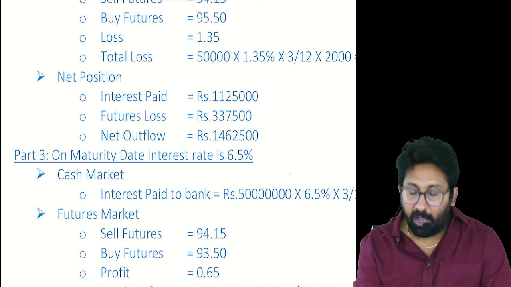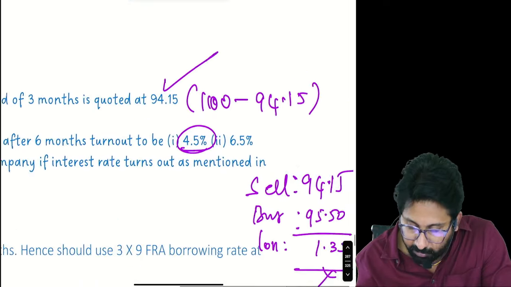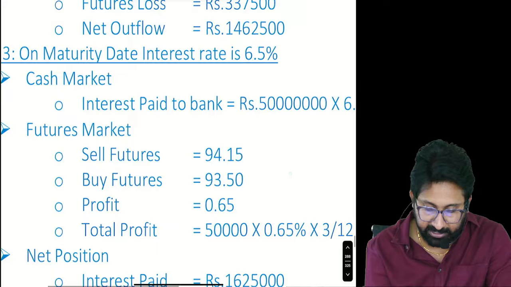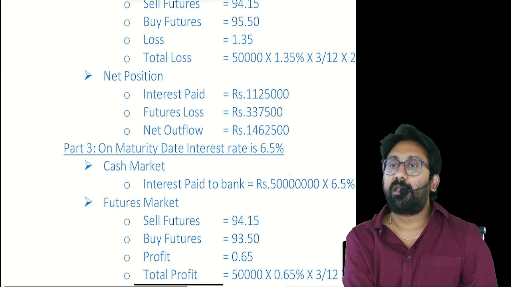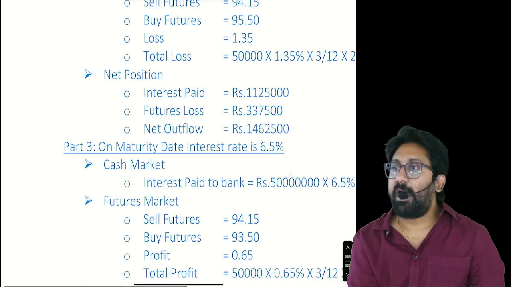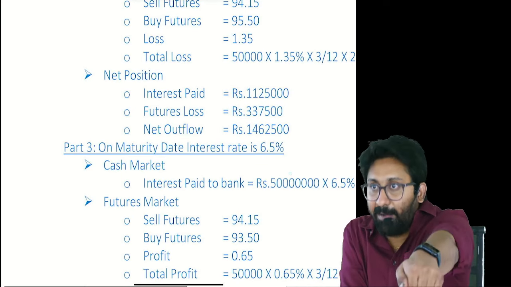Now tell me. On the maturity date, the interest is not 4.5%, but turns out to be how much percent? 6.5%. Okay, what to do? Let us see the cash market. So, is 6.5% a higher rate or lower rate? Will I be happier or unhappier? Unhappy in which market? The real market, the cash market.